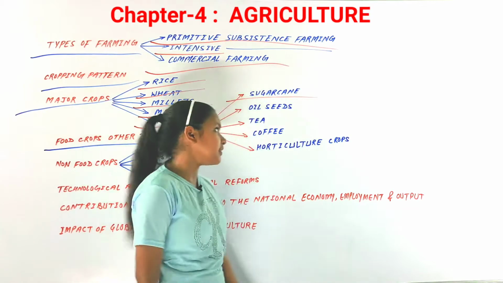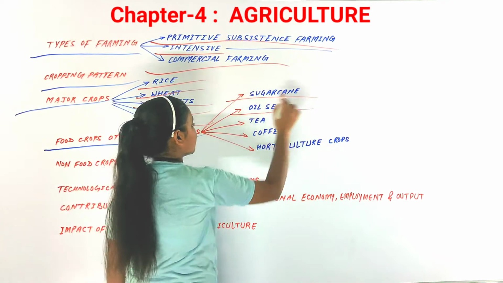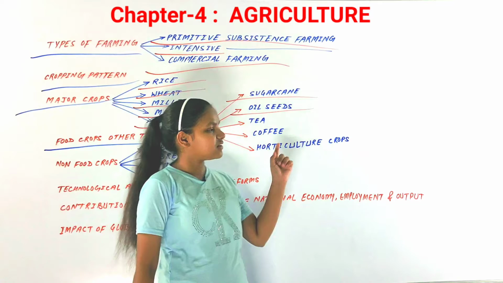After that we have another crop, that is oil seeds.